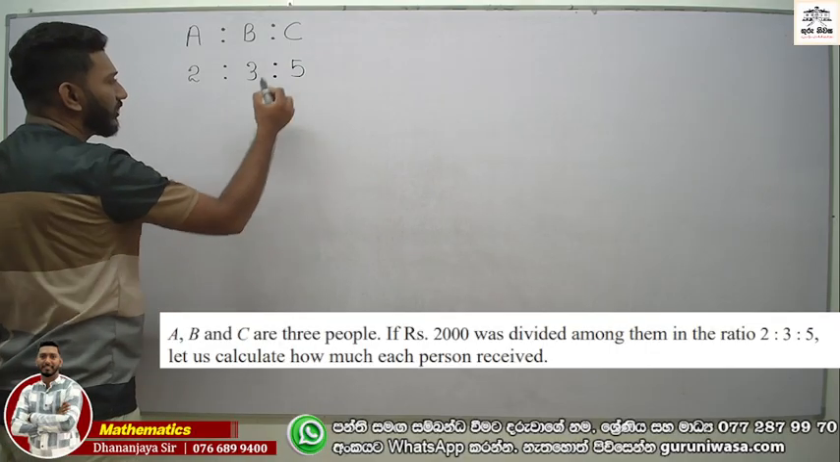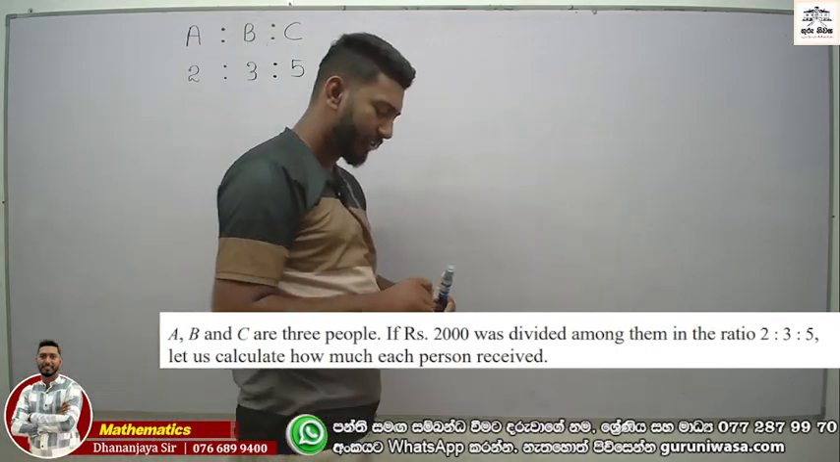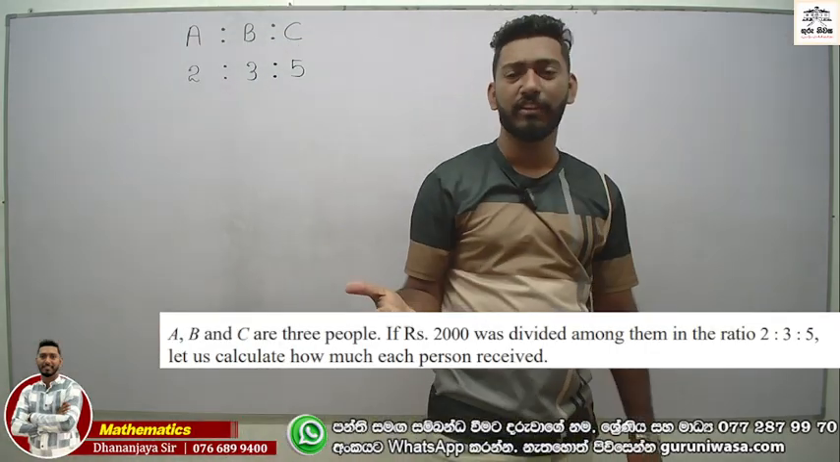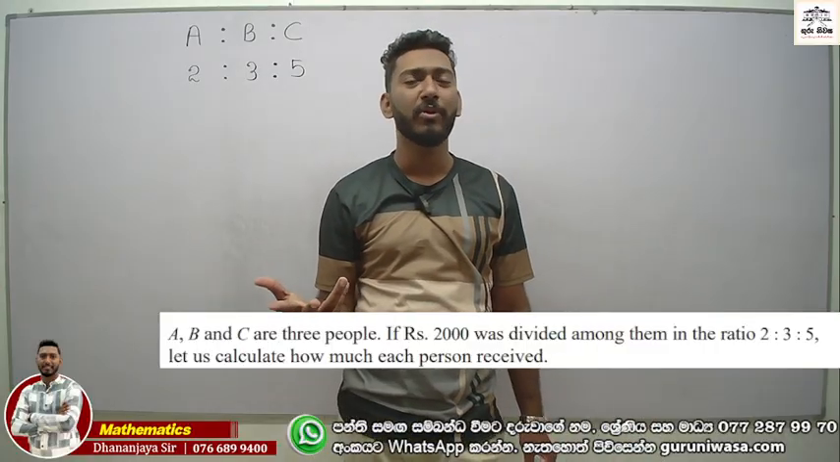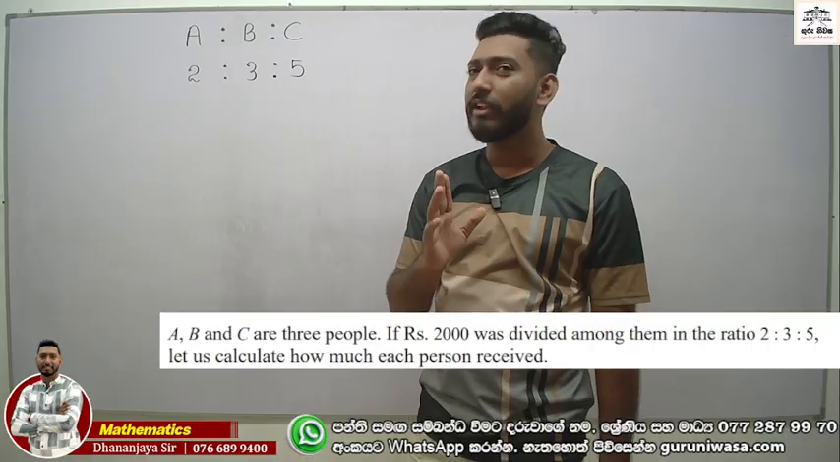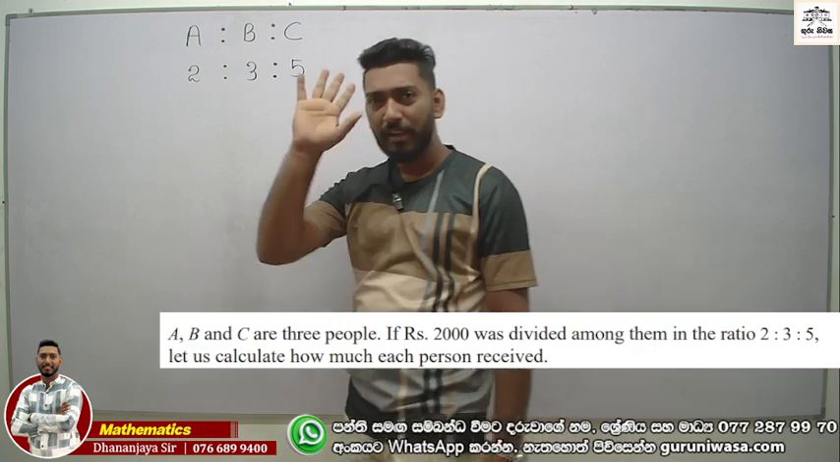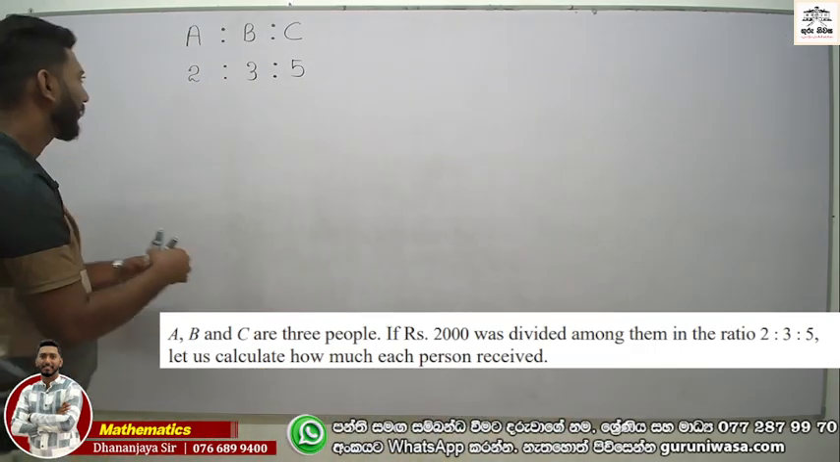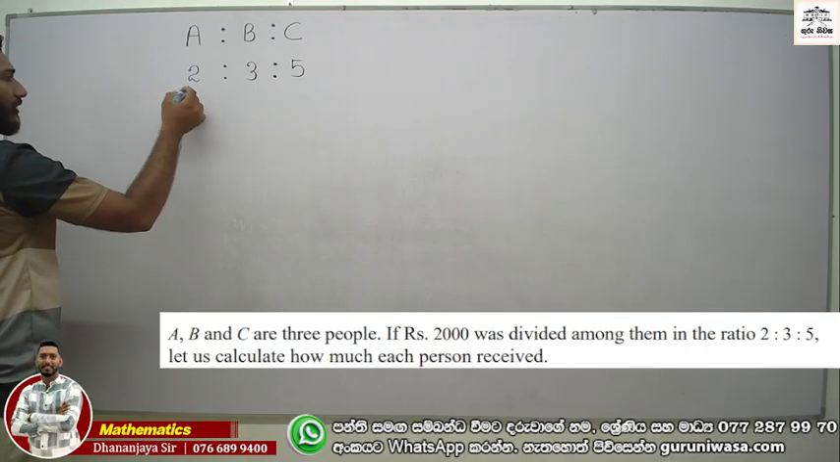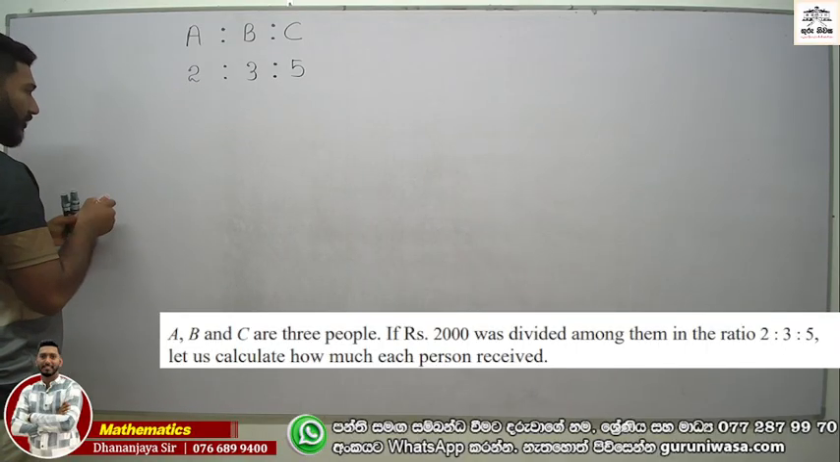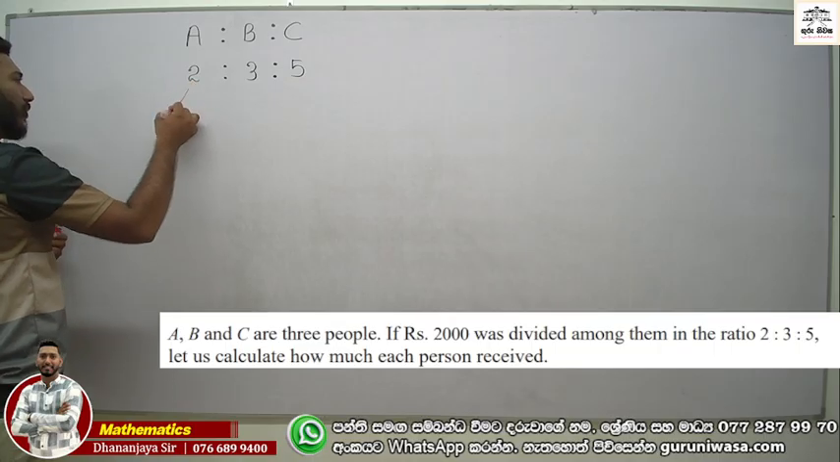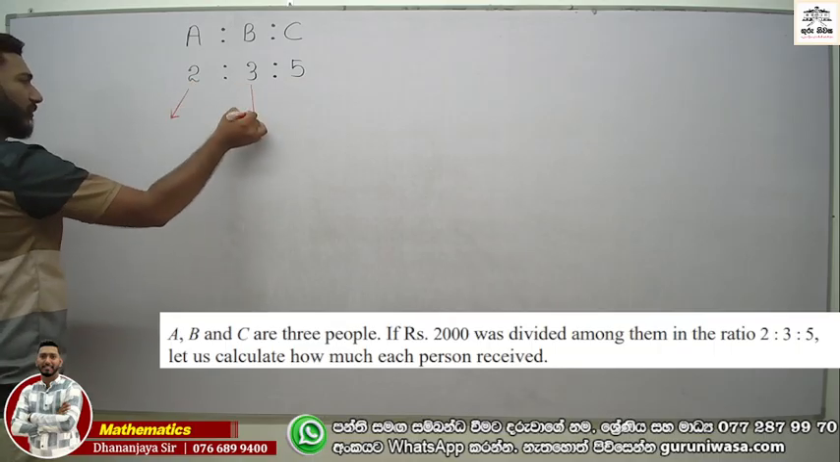Now listen. And now you know how to use fractions. Then now we use fractions for the problem. Now tell me, what is the portion A received, as a fraction? 2 over 10. Well done. 2 over 10.